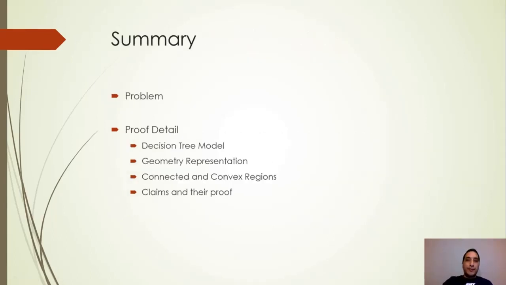To summarize what we have talked about during this presentation, we started with a talk about the problem and a description of the problem, and then we moved to the proof details starting from the decision tree model, geometry representation, as well as talking about the connected and convex regions, and down to the claims and their proof.